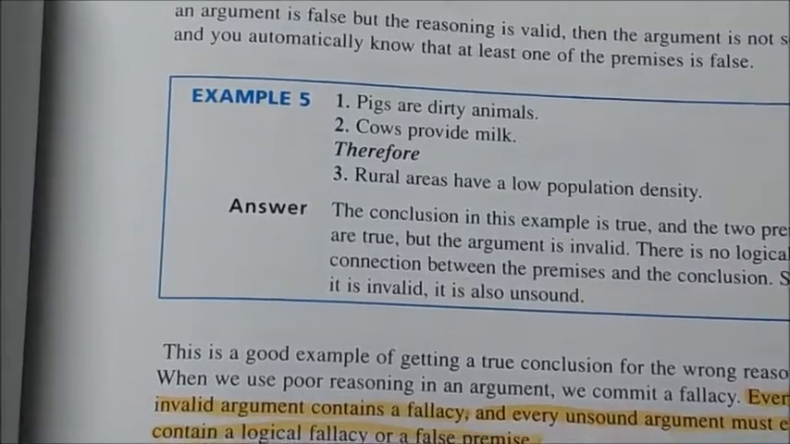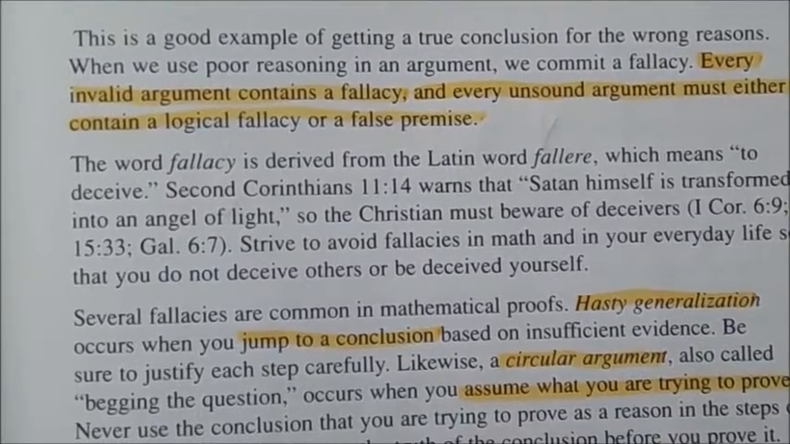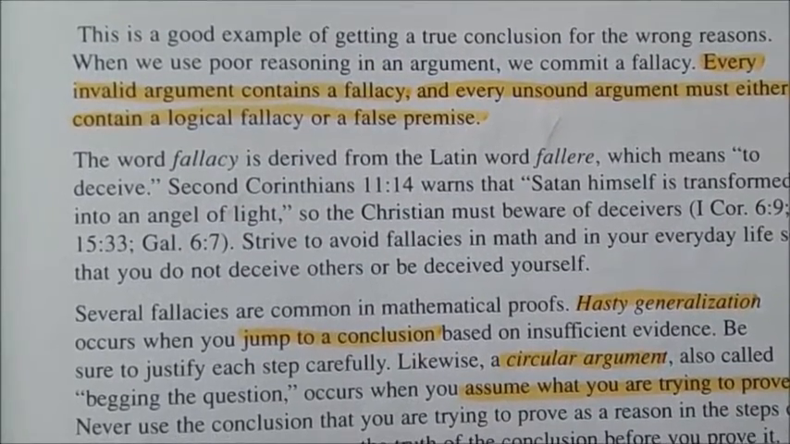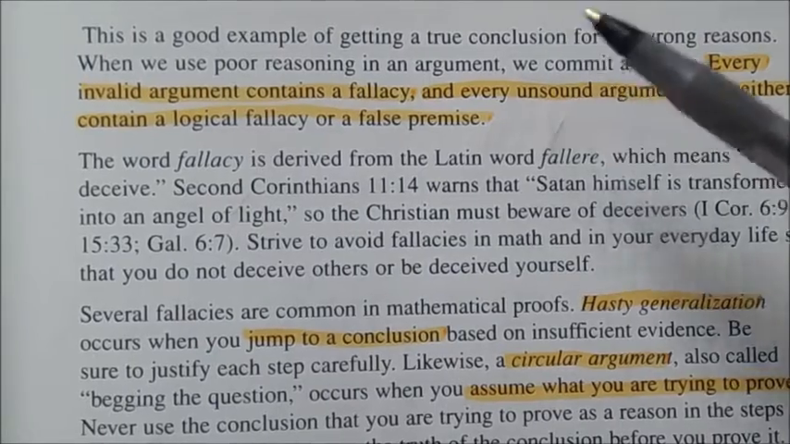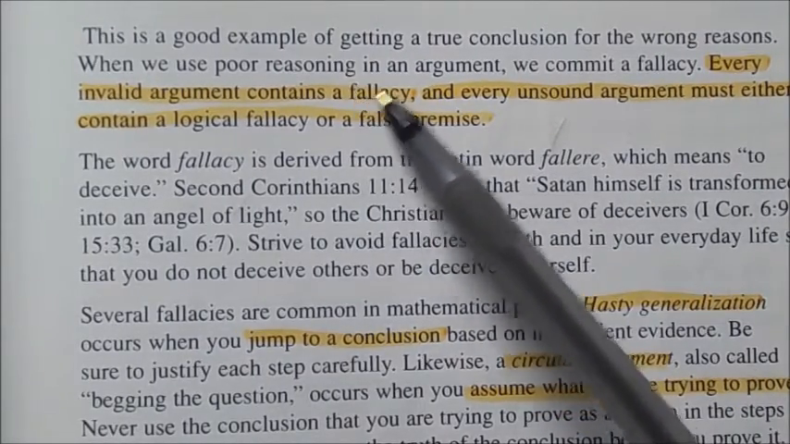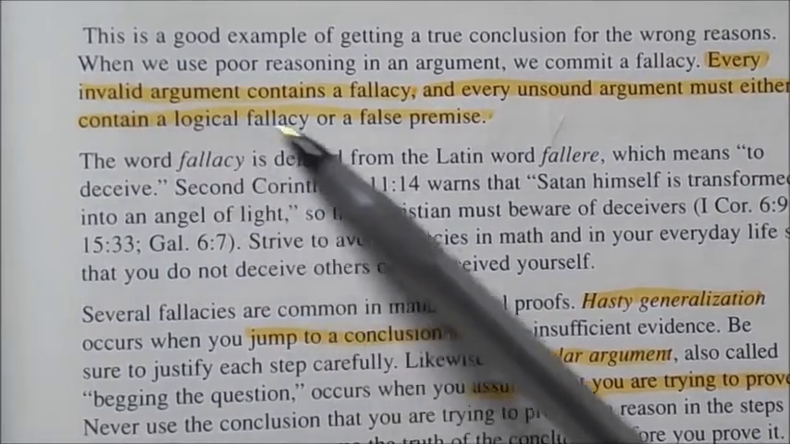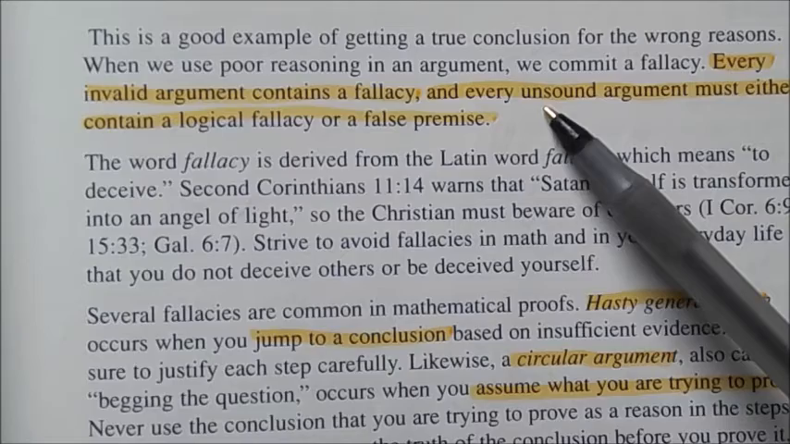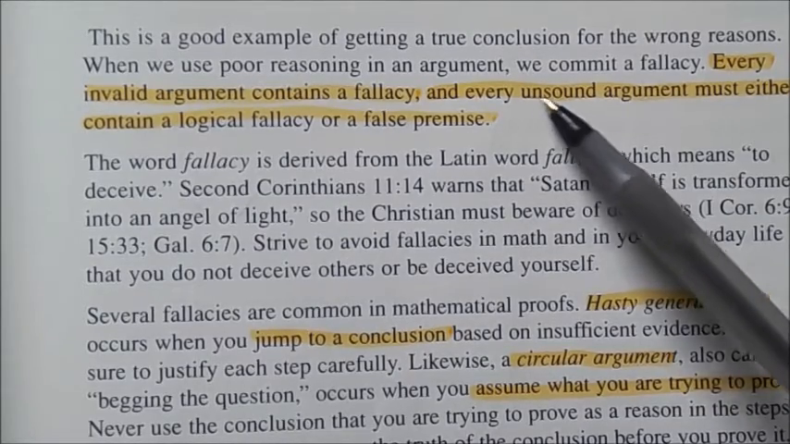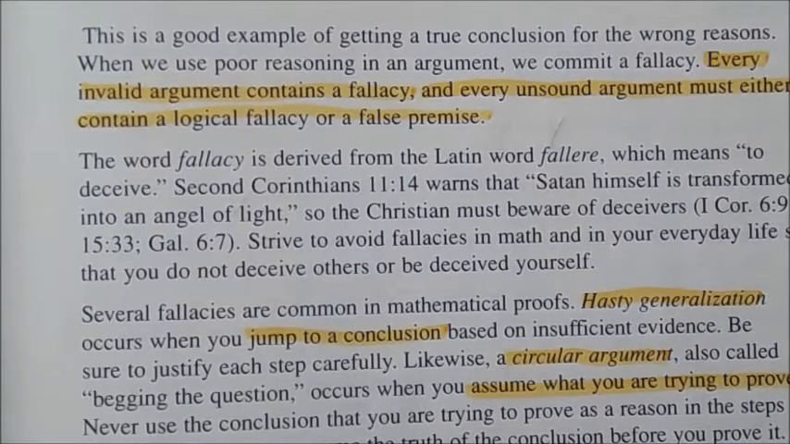All right. This is a good example of getting a true conclusion for the wrong reasons. It totally happens sometimes. Sometimes you end up with the true answer or the true conclusion, but you weren't very good at getting there. It's kind of like an accident. It says every invalid argument contains a fallacy. So let's think about what invalid means. Invalid is bad reasoning. So that means a fallacy is something that is stated that really doesn't make any sense. It's not logical. And every unsound argument must either contain a logical fallacy or a false premise.